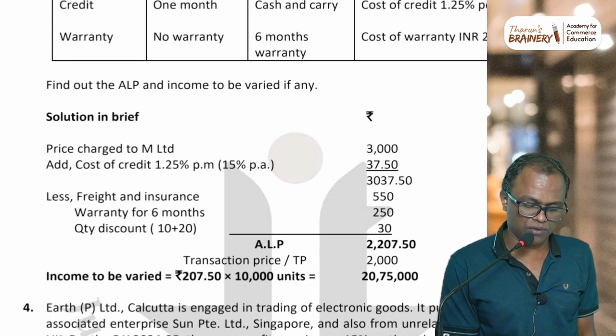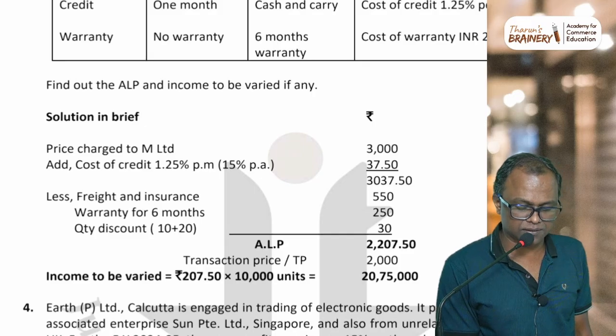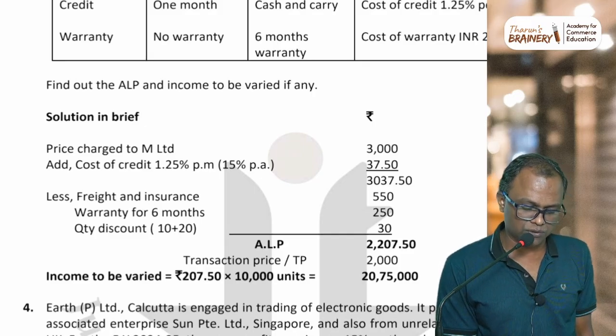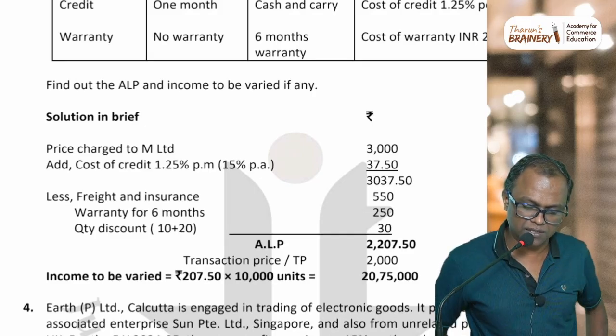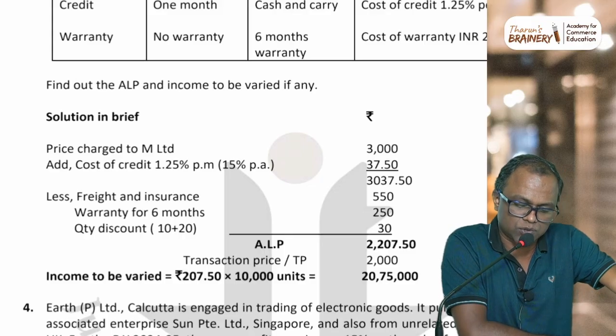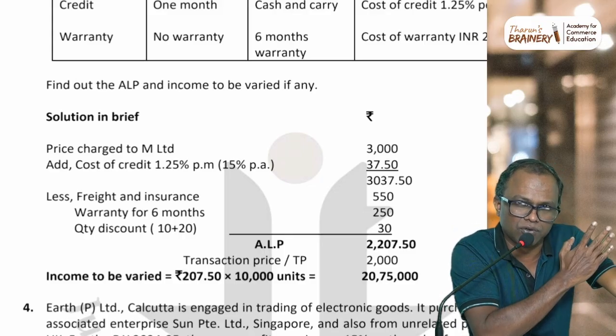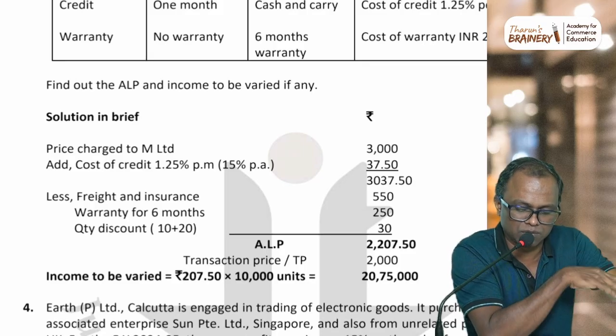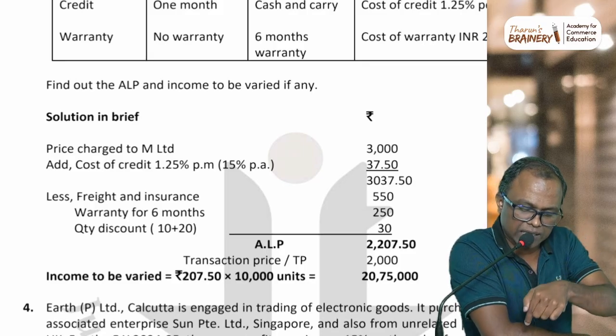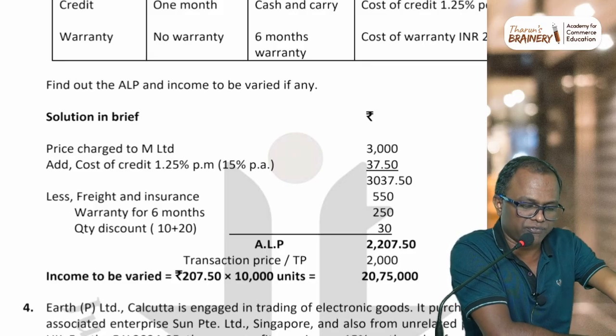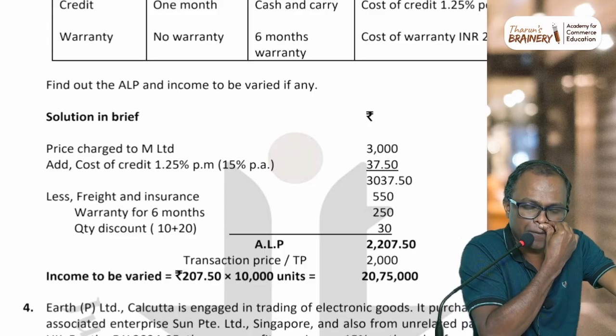So what is the total number of units sold to unrelated party? 10,000 units. So 1 unit 207.5 into 10,000 units means 20,75,000 rupees. They reduced the Indian income and diverted it to a foreign country through AE transaction. So that should be added. So this 20,75,000 should be added to the net profit of this Indian company.